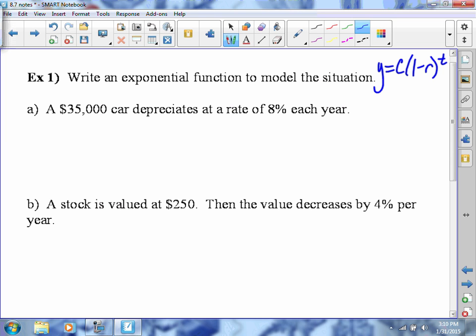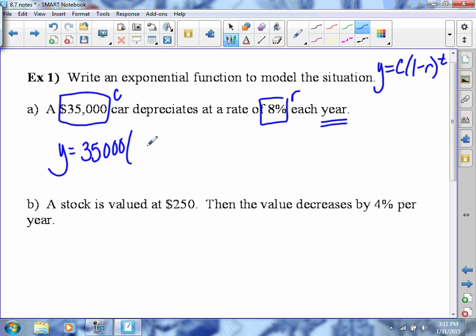So you have a $35,000 car, and it depreciates at a rate of 8% each year. So this $35,000, that's your initial amount. And the 8%, that's going to be your rate. And they just tell you each year, but they don't tell you how many years this is going to go on for. So when we write our equation, we'll substitute in the 35,000, and then we'll do 1 minus our rate.